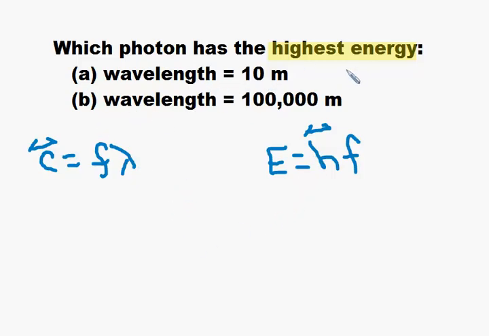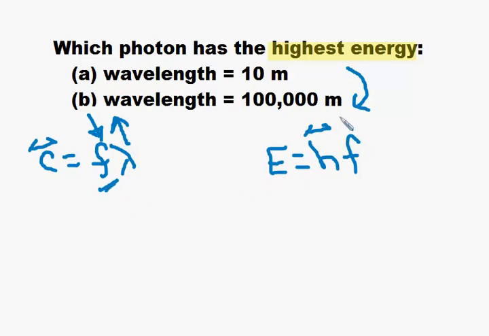I know the speed of light is going to be constant, and Planck's constant is going to be constant. So now again, I'm moving from here to there. I'm going from 10 to 100,000 meters. So what I'm doing is I'm increasing the wavelength from 10 to 100,000 meters. So as I increase the wavelength, looking at this first equation, I can tell if wavelength goes up, to keep the speed constant, frequency has to go down. So I know frequency is going down.